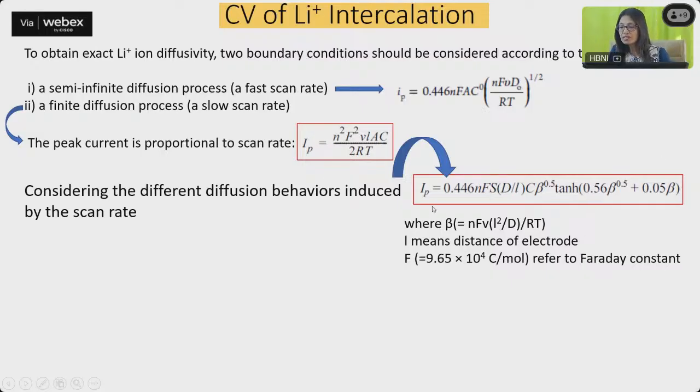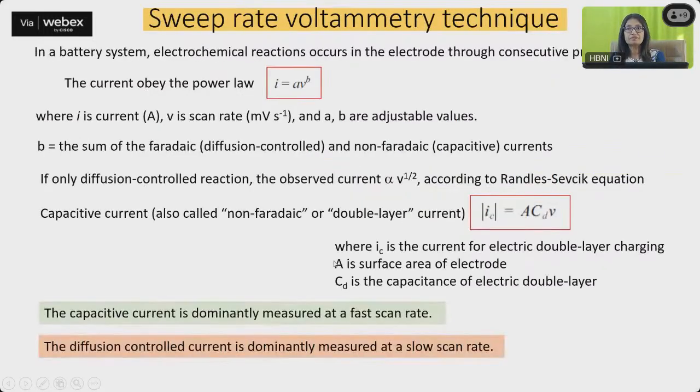So here you can see this IP value, and this beta value, whatever is given over here, is having this scan rate value, and this is the actual equation which is used for getting the current value as per your scan rate.